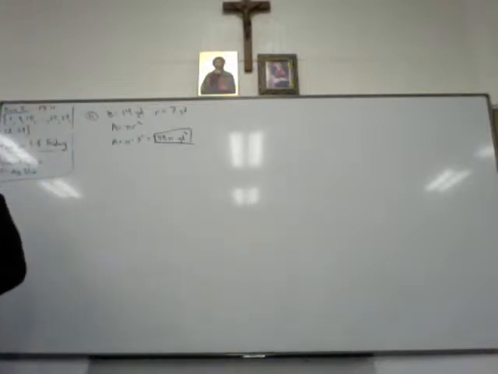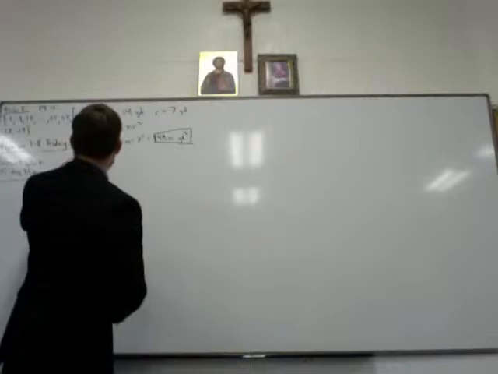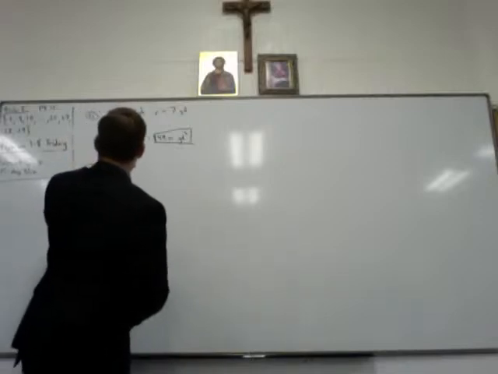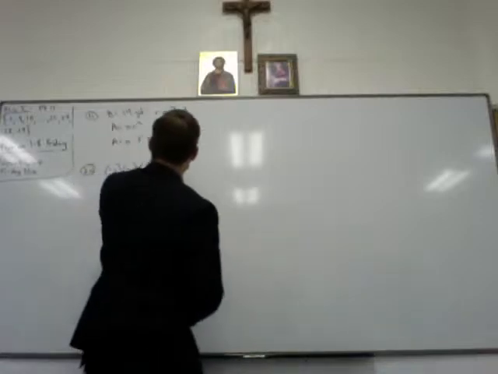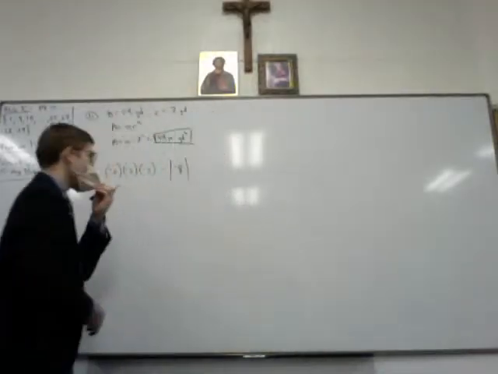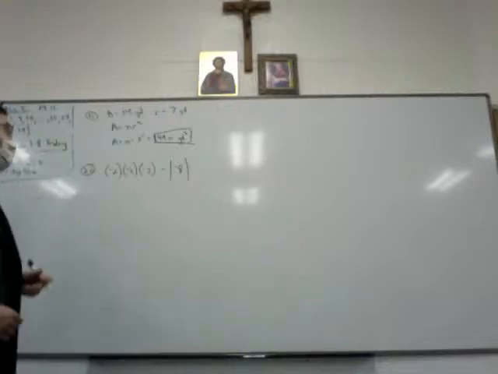Other ones to go over. 20. What was the answer for that one? Negative 16. Yep, so 20. We've got negative 2 times negative 2 times negative 2 minus the absolute value of negative 8. Is that correct? Did I write that correctly? Okay.